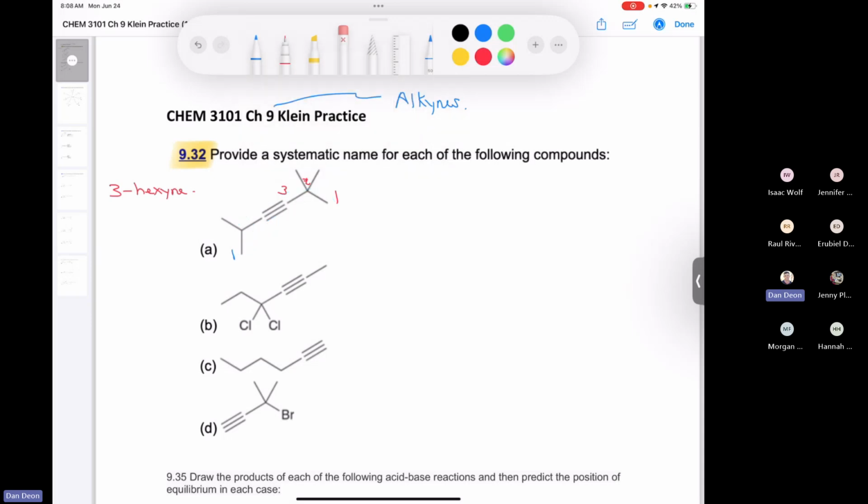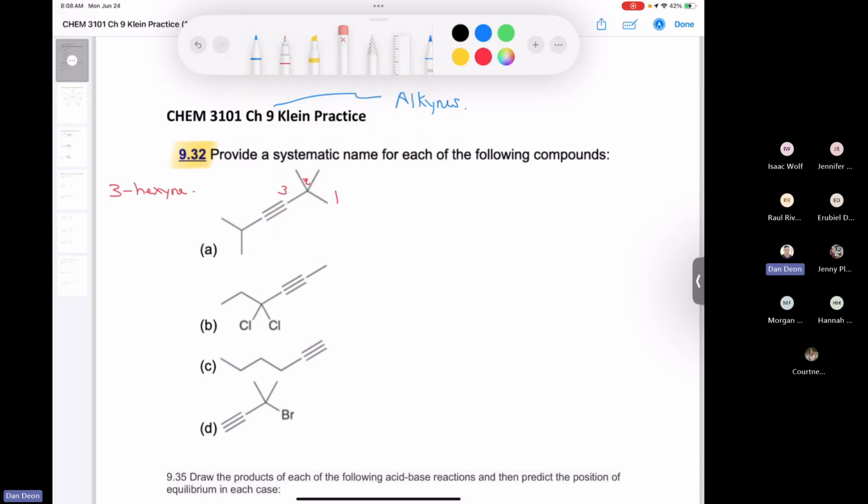So let's erase some of that spinach. So we're going to say 1, 2, 3, 4, 5, 6, like that. So we've got a 2, 2, 5. Because we have 3 methyl groups, we have to provide a locant for each one. 2, 2, 5, trimethyl, 3-hexyne. Remember, we always separate a number and a letter by a hyphen, and we separate numbers by commas.